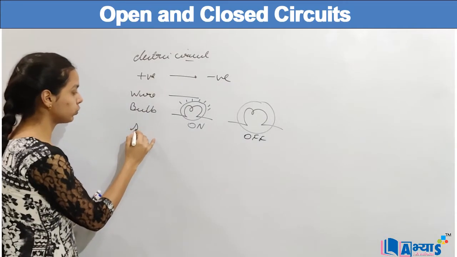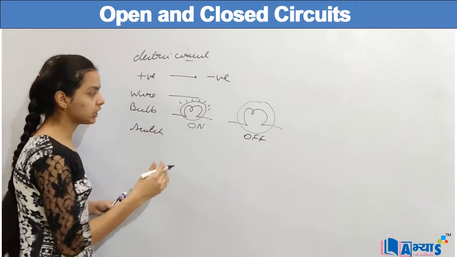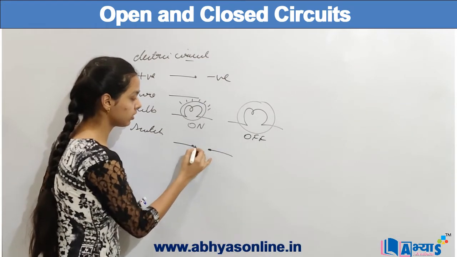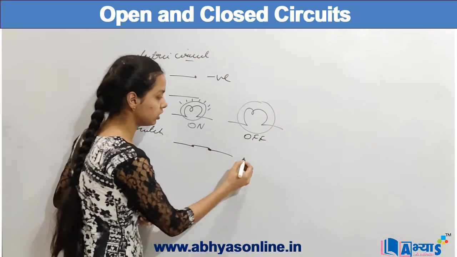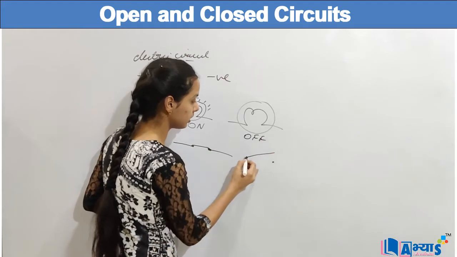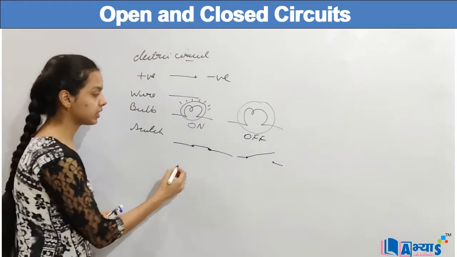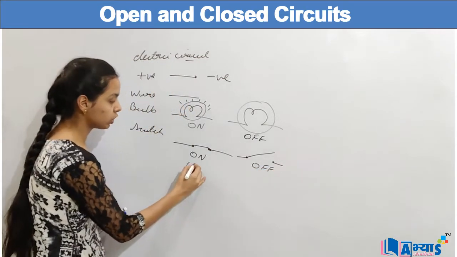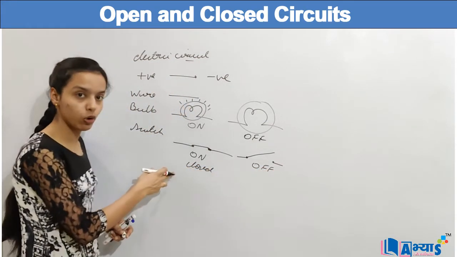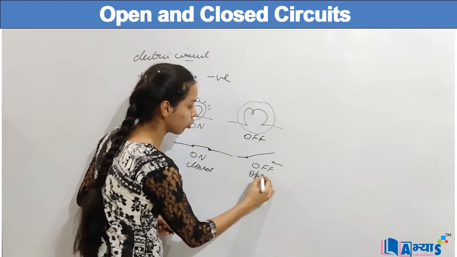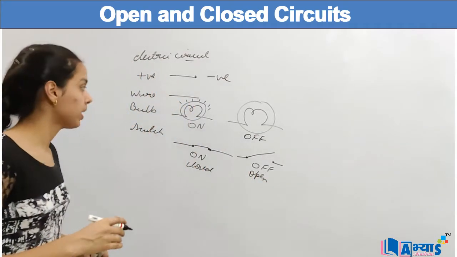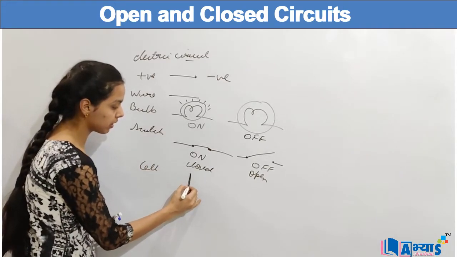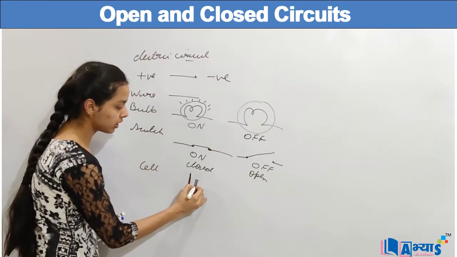Now we have a switch. When the switch is in the on position, you show it like this, and in the off position you show it in this position. We say the switch is closed when it is in the on position, or the switch is open in the off position. And last we have the cell, where the positive terminal is bigger and the negative terminal is smaller.